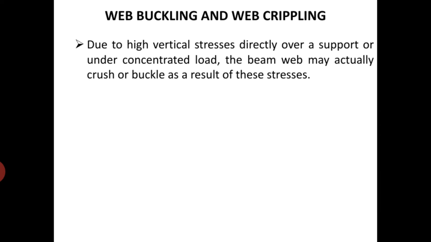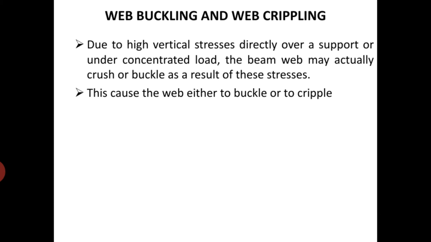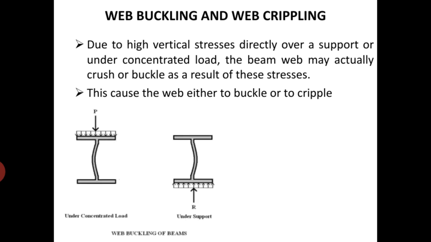So what do we mean by buckling? Due to high vertical stresses directly over a support or under a concentrated load, the beam web may actually crush or buckle as a result of these stresses. Let us look at this figure. Because of the excessive stresses, the web either buckles or cripples like this.